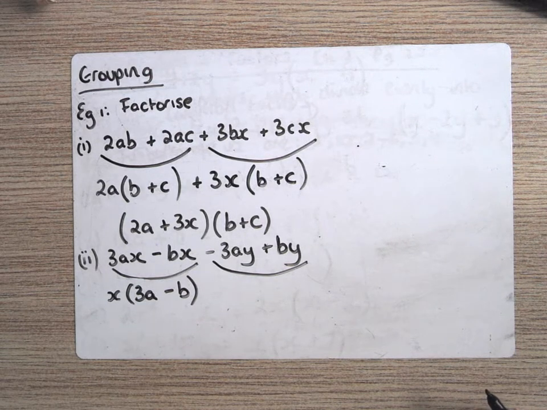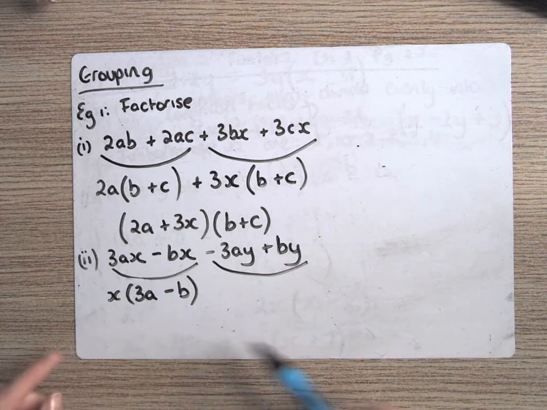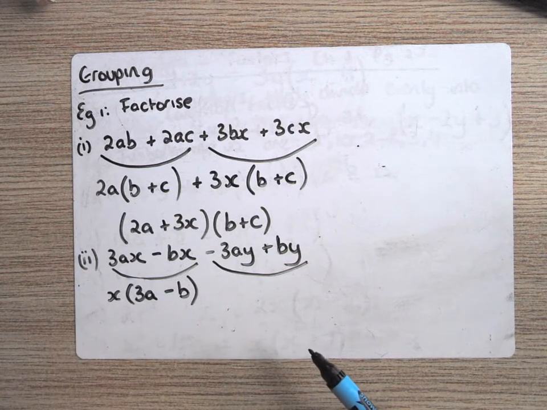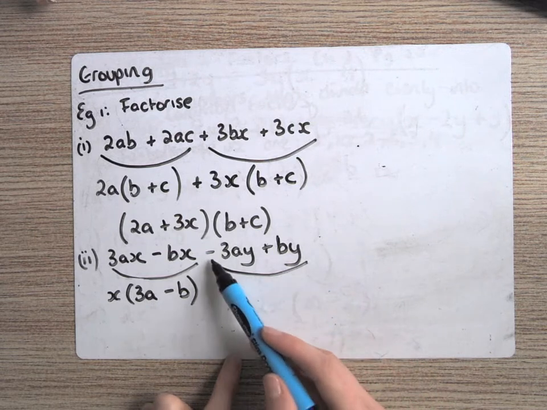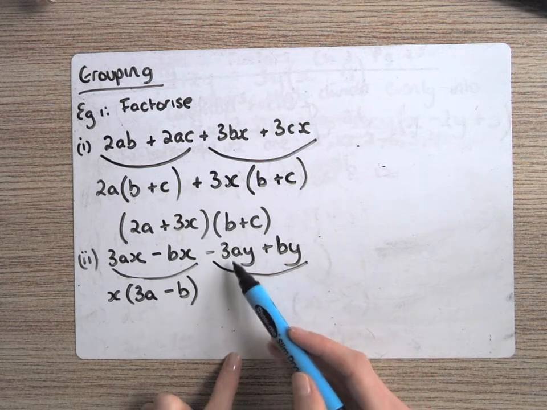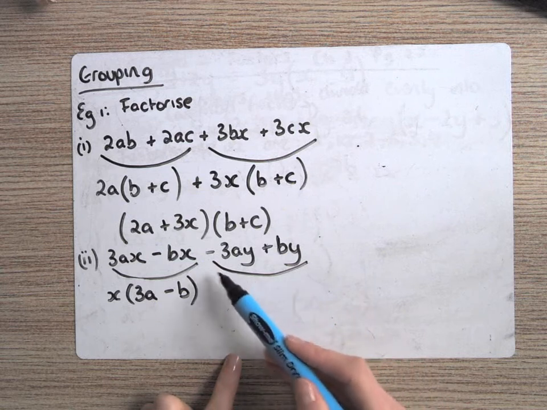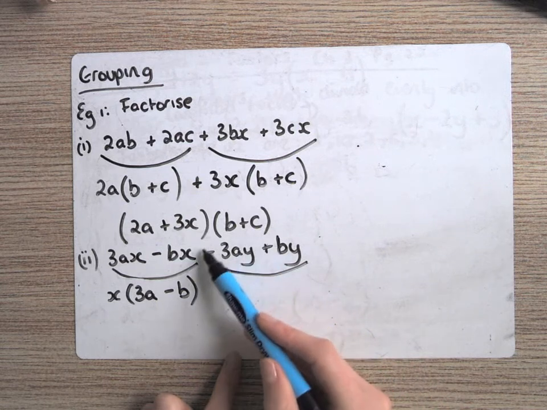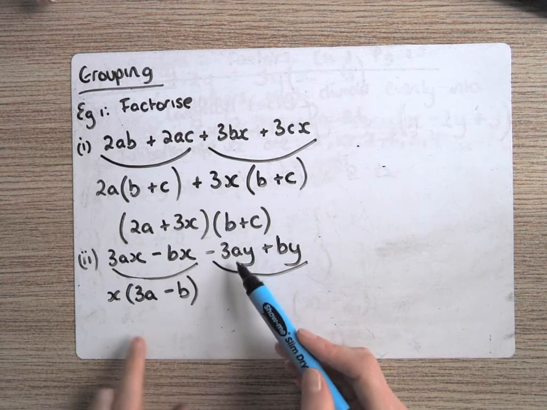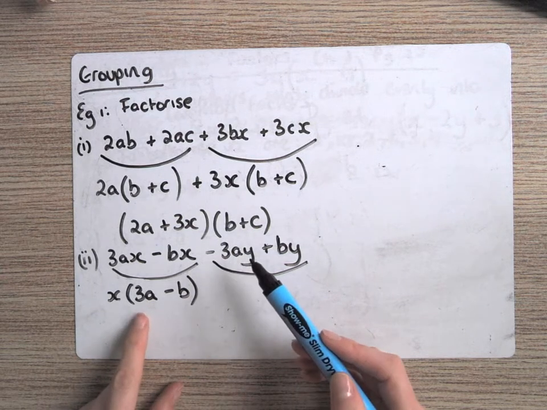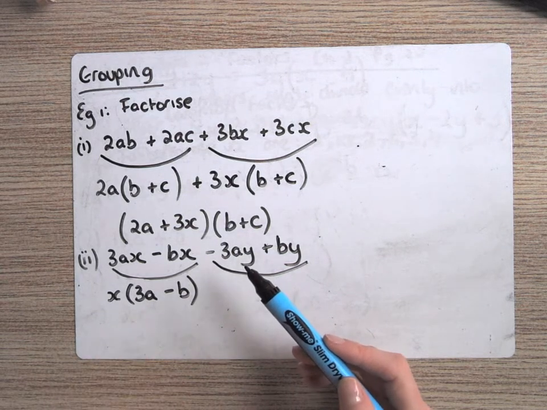Wait, are they two different questions? Yeah, this is part 2. What is common here? Y. Now, if I take y out, what will be inside the bracket here? It'll be minus 3a. I don't want a minus 3a, do I? I want it to be the same as this. I'm going to show you a little trick.